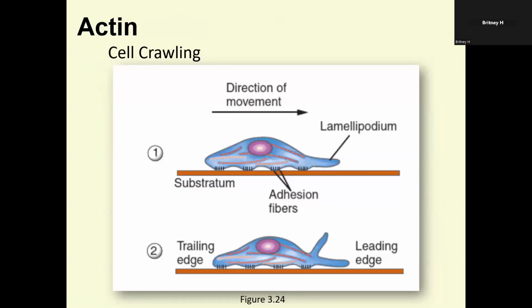Now, what does it look like macroscopically? Is this macroscopic? Microscopic anyway. When you stimulate the cell to start moving in a direction, the first thing you see is the extension of this lamellipodium, and we call that protrusion. So step one is protrusion.